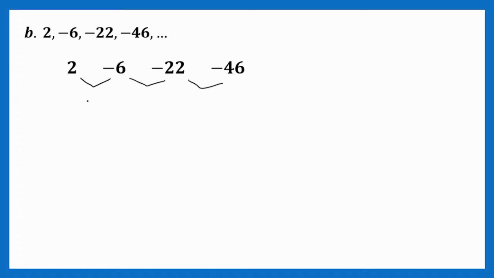Negative 6 minus 2, the answer would be negative 8. Negative 22 minus 6, the answer would be, ilan? Negative 16. Negative 46 minus 22, the answer would be negative 24. Okay? Next. Negative 16 minus negative 8, the answer would be negative 8.